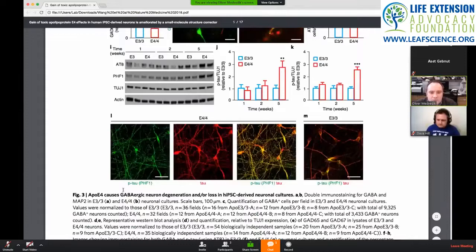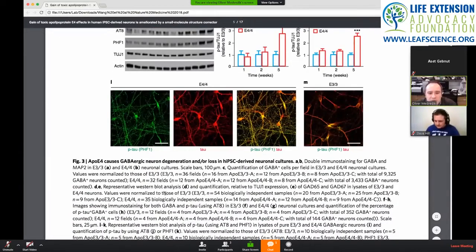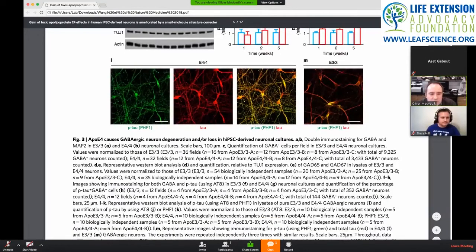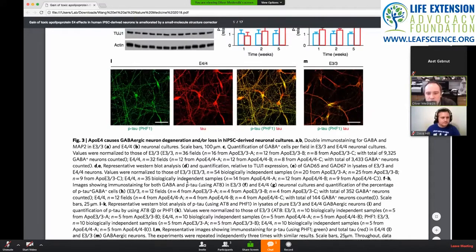Now comes the interesting part, which is what exactly do all these things do to the neurons, right? They build up there, and as I've been saying, they're supposed to be toxic. So this figure 3 legend basically goes right to the punchline: ApoE4 causes GABAergic neuron degeneration and/or loss in hiPSC-derived neuronal cultures.